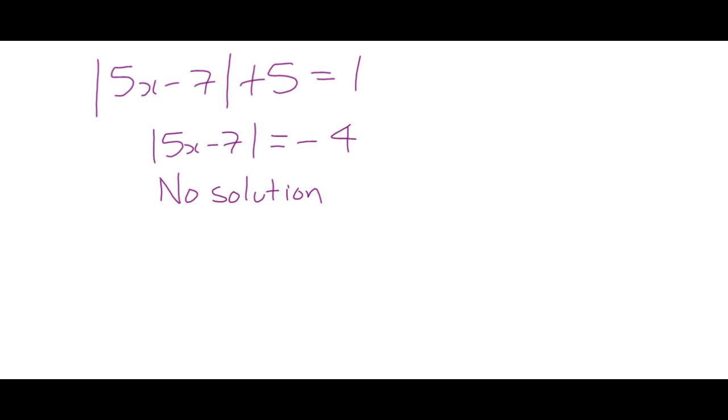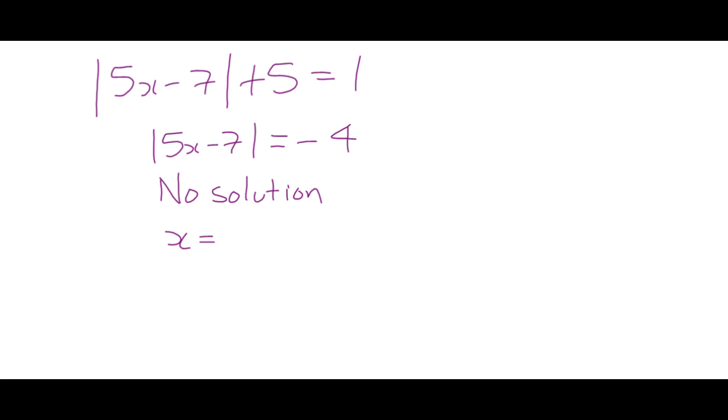We could do the two cases, right? We could say 5x minus 7 equals -4, and we could solve that, and we could do the negative of 5x minus 7 equals -4, and we could solve that, but neither of them are going to check. Right? They won't make it.